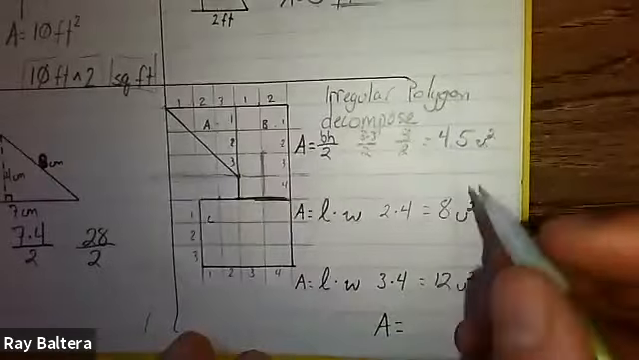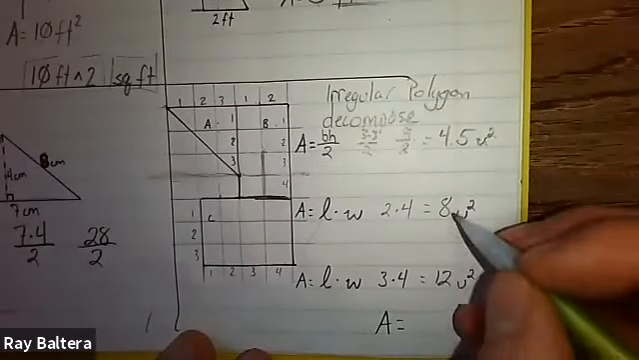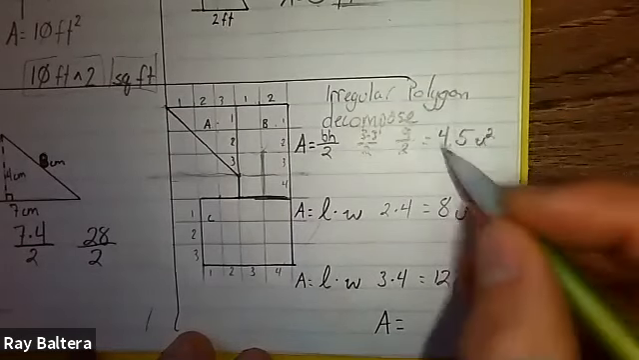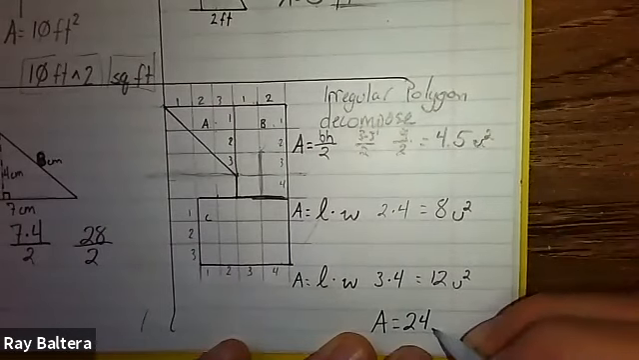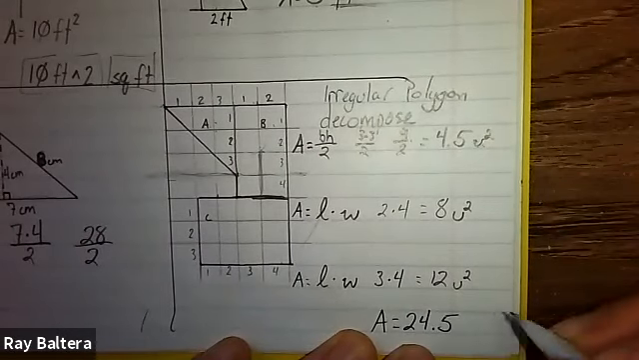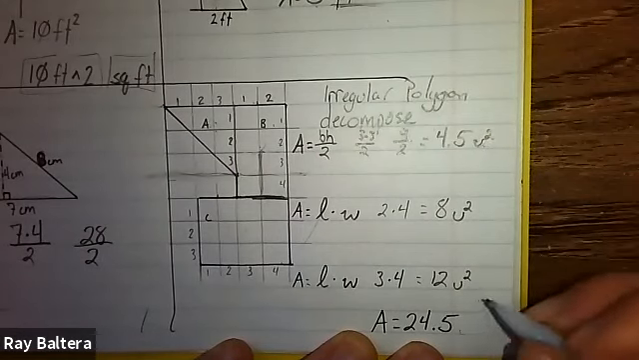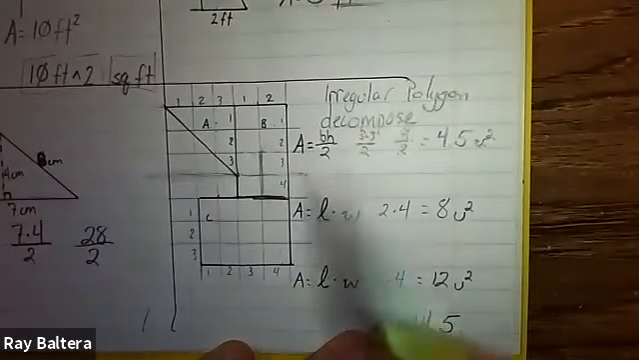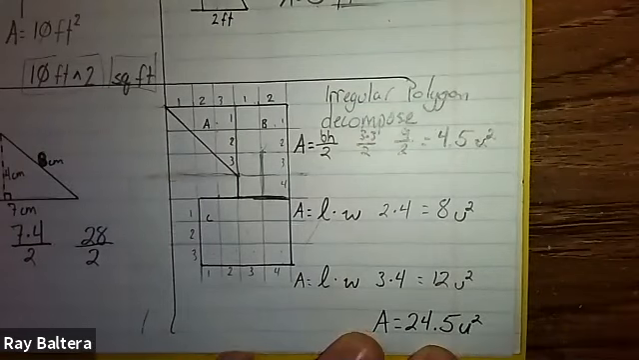Yep, totally agree. So I have 8. I like to save the decimals for last. So I have 8 plus 12 gives me 20. 20 plus 4.5 gives me 24.5. And a lot of people want to add the 2's here and say units to the 6th power. This is still area. We're still counting 1, 2, 3, 4, 5, 6. The number of units squared.